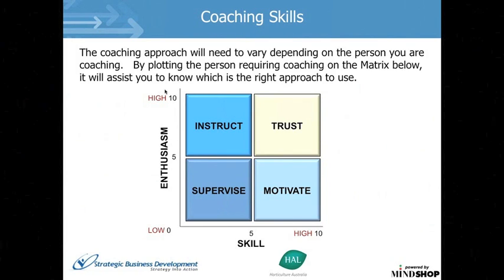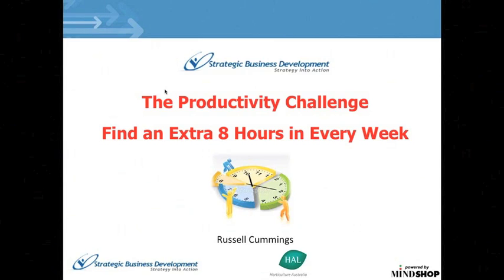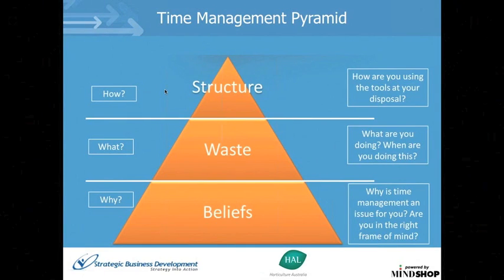We talked about productivity and finding an extra 8 hours in every week. And you remember I rebirthed the original business development model that we talked about at the start of this presentation, as the time management pyramid. And here I said there are the three key areas again, which respond to the why, what, how of the golden circles. But the why at the bottom there is around beliefs or your culture or your attitude, I guess. And it's about saying, why is time management an issue for you?